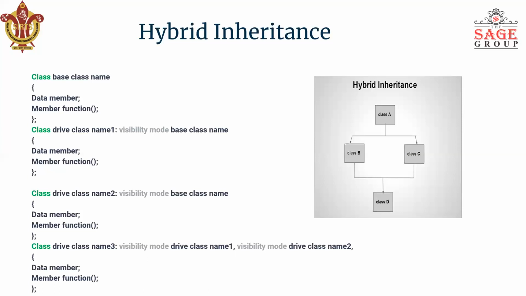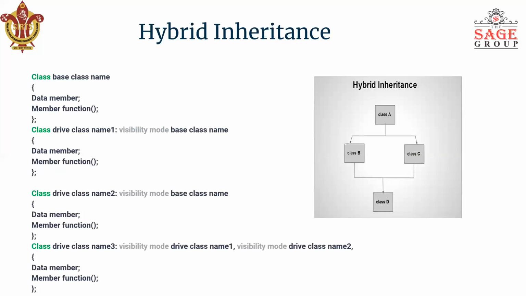Now from these two derived classes we are going to create a single derived class. So we write class, derived class name 3, and visibility mode. Then after the visibility mode we pass the derived class name 1. After that we apply a comma. Then again we write the visibility mode. Visibility mode is simply public, private or protected. Now again we pass the derived class name 2. So simply, the derived class 3 inherits the properties of derived class 1 and derived class 2. Now it also contains its own data members and member functions.